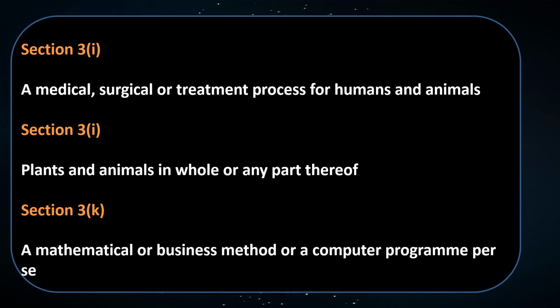Section 3I states that a medical, surgical, or treatment process for humans and animals is not patentable. What it means is self-explanatory: a new way of treatment. So if someone, let's say, invents today a treatment to cure AIDS, that treatment process will not be allowed. But obviously, if someone creates a medicine to cure AIDS, then that medicine will definitely be allowed for a patent, but the treatment process will not be allowed.